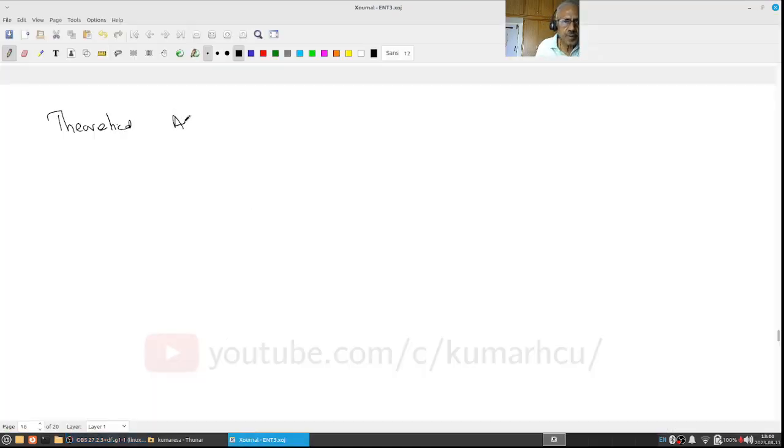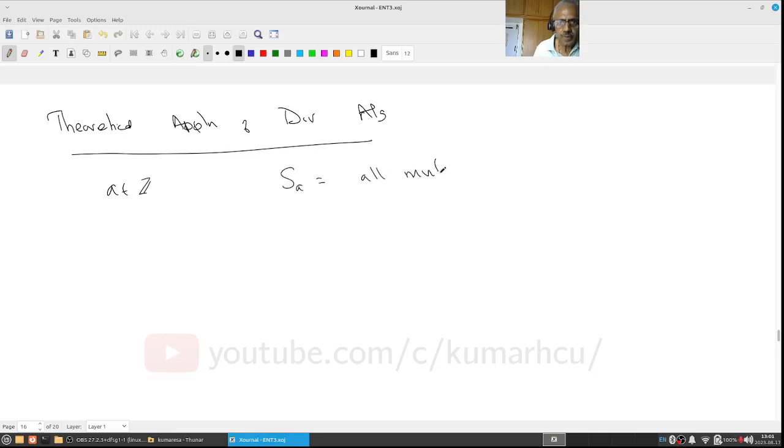Theoretical application of division algorithm. Okay, let's start with an integer n. Then look at S_a, all multiples. That is, as I said, it is m times a, where m is an integer.